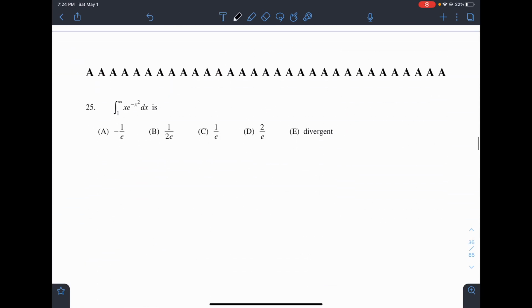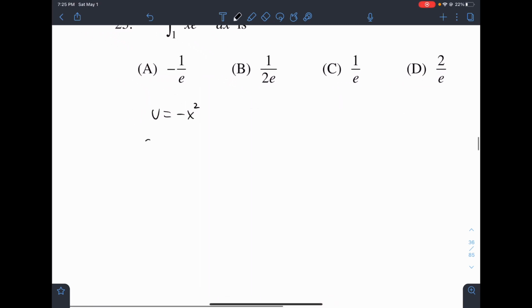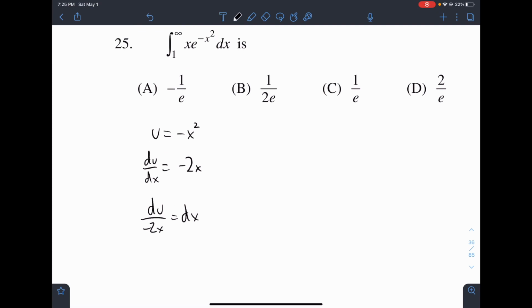That's our choice. 25, this is going to be an improper integral. And it looks like we're going to use u-sub for this one. So let's let u equals negative x squared. So now du/dx equals negative 2x. So we switch dx and 2x around. Du over negative 2x will equal dx. Awesome. So this will just be normal u-sub, negative 1/2 integral of e to the u du.